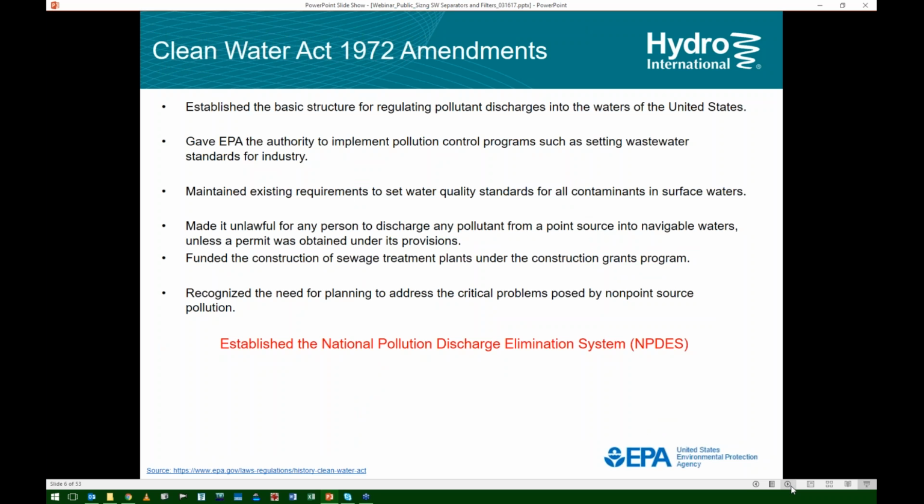Now on this presentation we're going to focus around the Clean Water Act and stormwater separators and what these proprietary systems can do and how we size them and use them. Basically the Clean Water Act 1972 amendments established the National Pollution Discharge Elimination System, and that's what we're all trying to work around at the moment, work within those regulations.